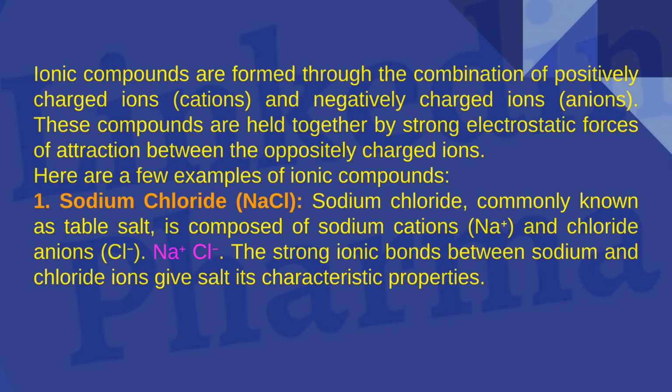Ionic compounds are formed through the combination of positively charged ions, cations, and negatively charged ions, anions. These compounds are held together by strong electrostatic forces of attraction between the oppositely charged ions. Here are a few examples of ionic compounds. Sodium chloride. Sodium chloride, commonly known as table salt, is composed of sodium cations and chloride anions. The strong ionic bonds between sodium and chloride ions give salt its characteristic properties.